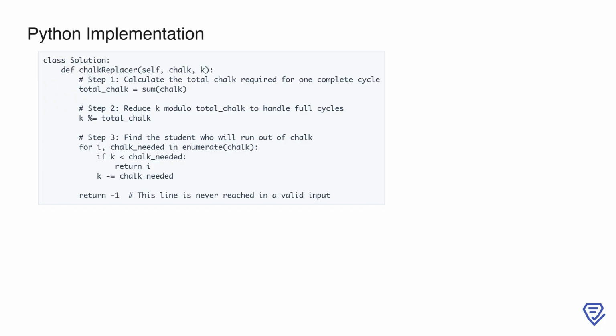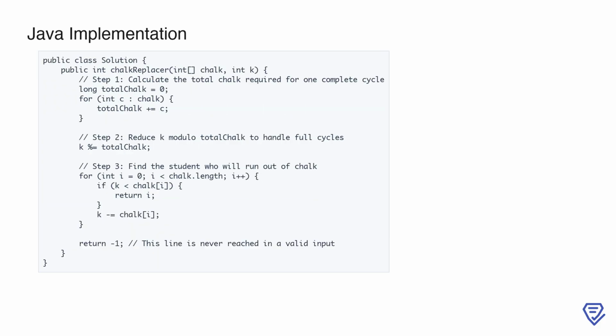Step 4. Edge case. The algorithm handles edge cases, such as when k is smaller than the chalk required by the first student, ensuring the correct index is returned. The approach is efficient with time complexity O(n), where n is the number of students, as we only iterate through the chalk array once after the initial sum calculation. The space complexity is O(1), since no additional data structures are used.